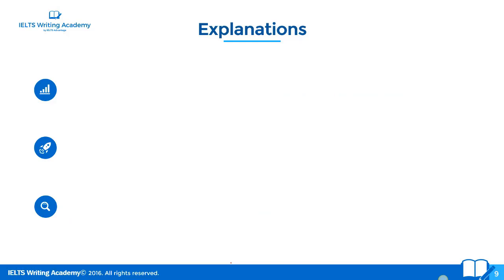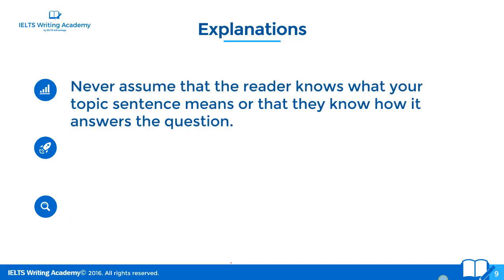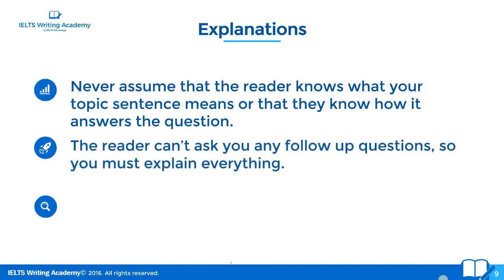Explanation. So you've done your topic sentence, now you need to write your explanation. Never assume that the reader knows what your topic sentence means or that they know how it answers the question. When I ask students, why did you not explain that point? They'll say to me, well, the examiner will know that. I don't want to explain something that the examiner will know. Do not assume that the examiner knows anything. That is not the point. The point is that you have to clearly demonstrate that you can explain main points. The reader can't ask you any follow-up questions, so you must explain everything to them, okay?